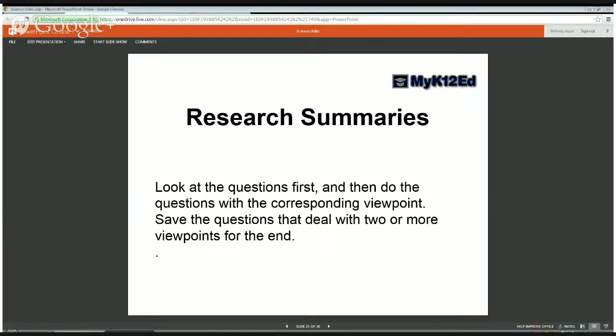This will just help you keep track of the information. So if it just talks about the scientists in passage 1, read passage 1, do those questions. Then read passage 2, do the questions that correspond with passage 2, and then at the end, do the ones that correspond with both, or ask you to compare and contrast both of them.